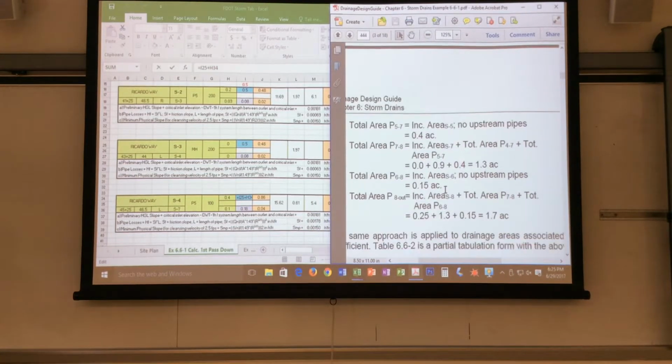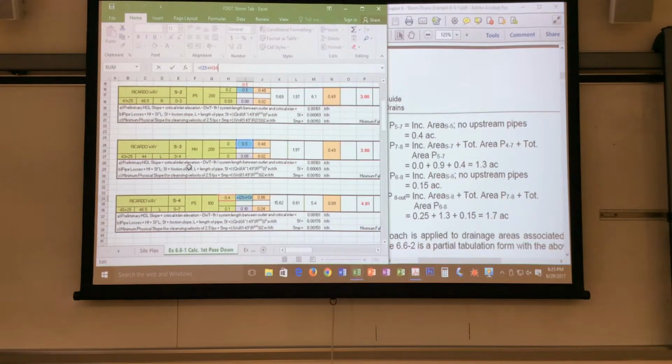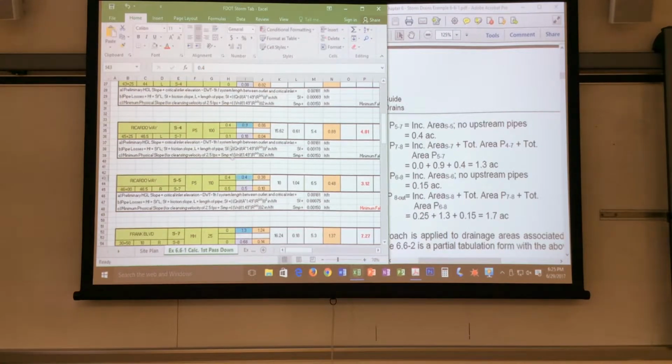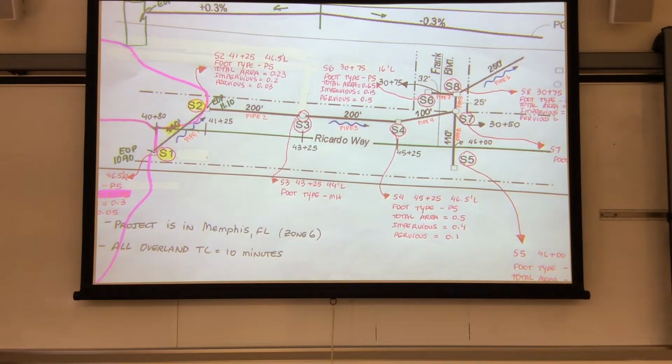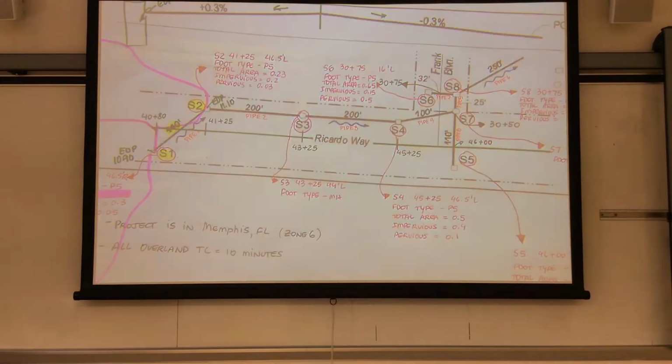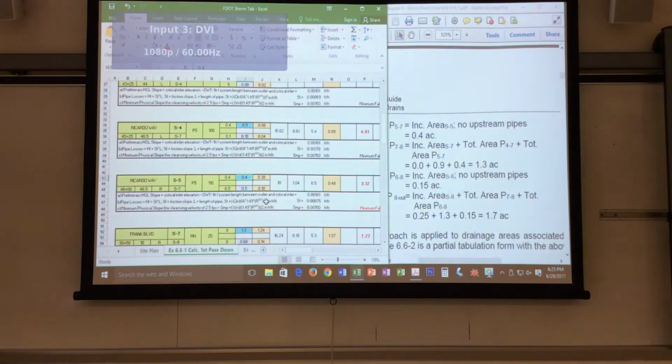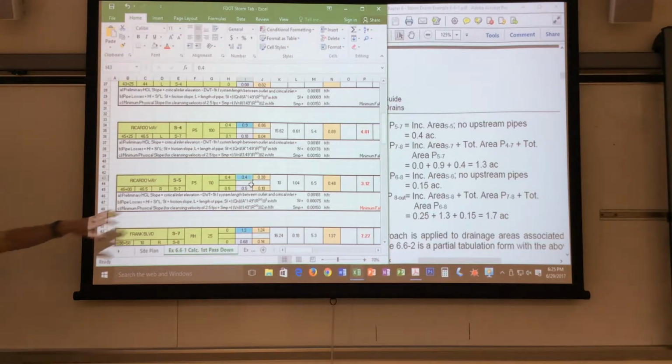Now, moving to the next page, we've got P5 to 7. So here's P5 to 7. Now you have to take a look, there's no upstream pipes of P5. So if you look at P5 right here, there's nothing going to it but the overland area, okay? So P5 is going to have only the value next to it, okay?